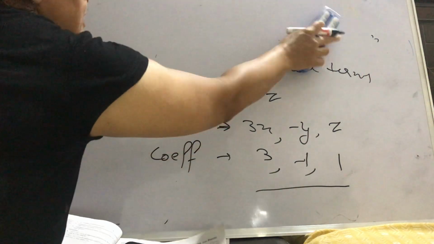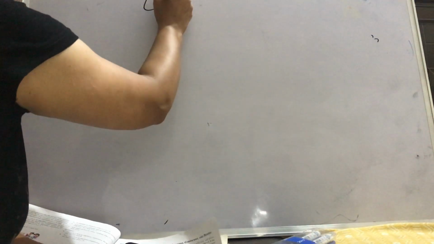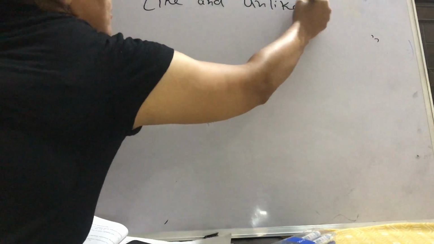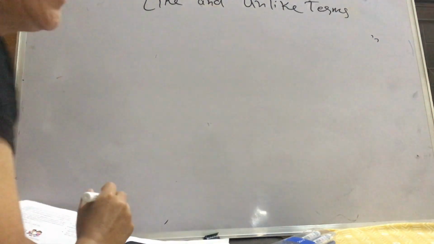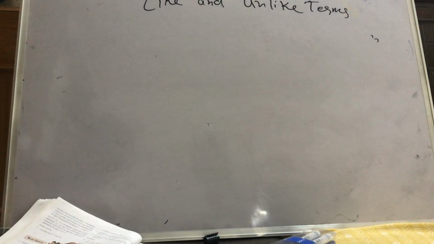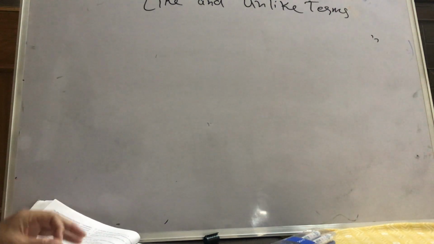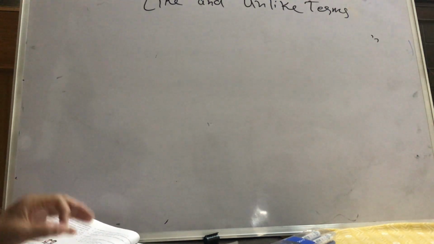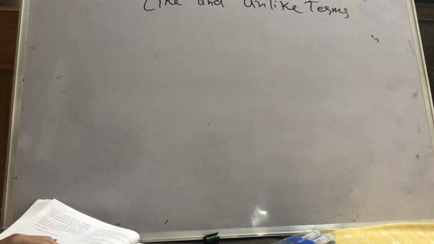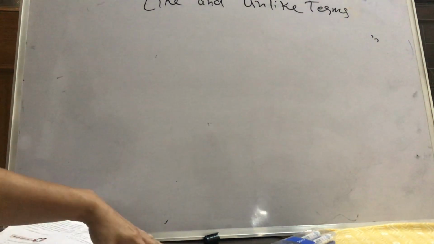Now the next topic is like and unlike terms. The like terms of the expression will be the terms having the same literals, or you can say the same variables with the same degree. We have done about the exponents in the last chapter. Same degree. Degree means the power, the exponent.